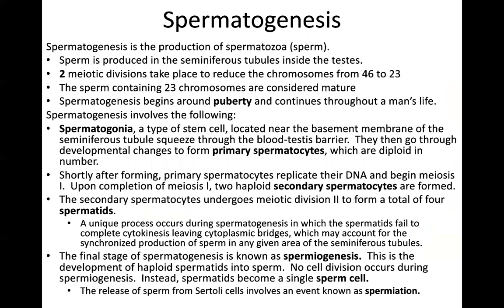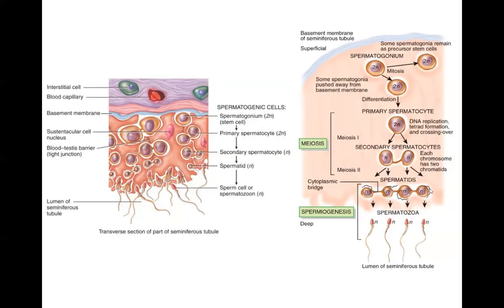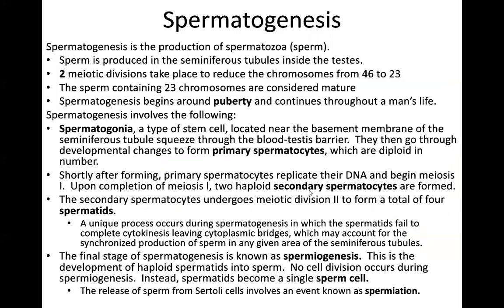Okay, now a unique process occurs during spermatogenesis in which the spermatids actually fail to complete cytokinesis, which leaves cytoplasmic bridges. And we can see that in these couple of images. Remember, cytokinesis is where the cytoplasm of a cell splits in order to break the 2 cells away from one another. Well, that doesn't actually take place in meiosis 1, nor does it occur in meiosis 2. Those little connections, as you can see, one is labeled right there, are called cytoplasmic bridges, which may account for the synchronized production of sperm in any given area of the seminiferous tubule. So essentially, the point is to make sure that all those sperm in the same area are going through the same stage at the same time.